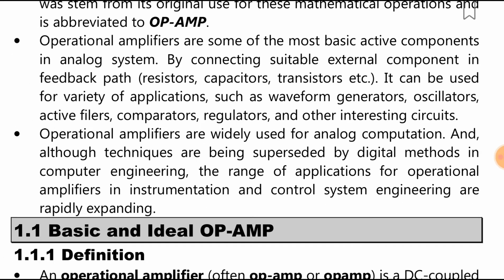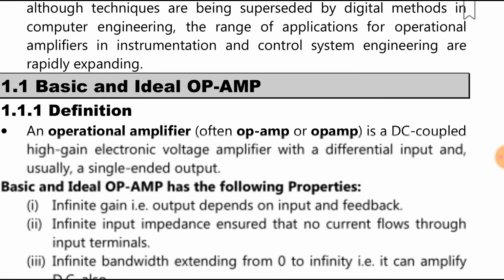Operational amplifiers are some of the most basic active components in analog systems. If I connect the op-amp with different resistors, capacitors, and transistors, it can be used for a variety of applications such as waveform generator, oscillator, active filter, comparator, regulator, and other interesting circuits. Op-amps are also used for analog computation, and although these techniques are being superseded by digital methods in computer engineering, the range of applications for op-amps in instrumentation and control systems is rapidly expanding.